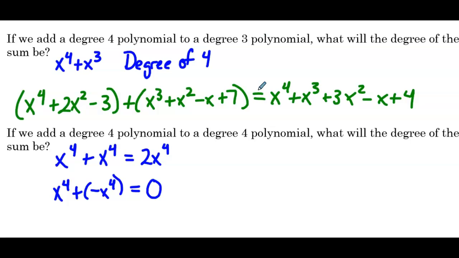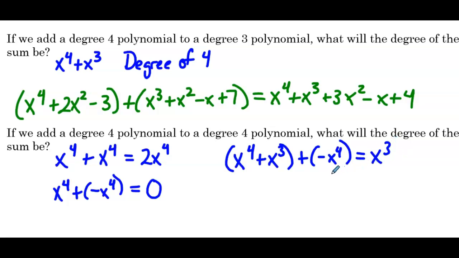Well, let's keep looking. What if I have x to the 4th plus x cubed as my first polynomial, and then plus negative x to the 4th as my other polynomial? Well, that's going to be x cubed, which is degree 3. So now, I prompt you to figure out if you can come up with two examples that would give us a degree 2 and a degree 1. And the answer there is yes. I'll give you a few seconds to think about that. Okay, so the easiest thing would be just to take this example and put an x squared and an x here, and we would accomplish that.